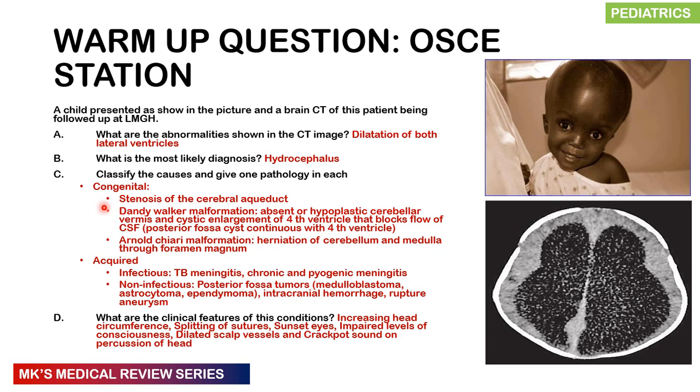So congenital causes, it could be stenosis of the aqueduct, a Dandy-Walker malformation, and Arnold-Chiari type 2 malformation, or an acquired cause, which could be infectious like TB meningitis, chronic, and even pyogenic meningitis, or non-infectious like a posterior fossa tumor, that's a medulloblastoma, an astrocytoma, ependymoma, intracranial hemorrhage, ruptured aneurysm.